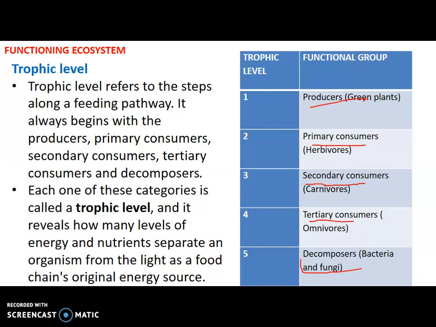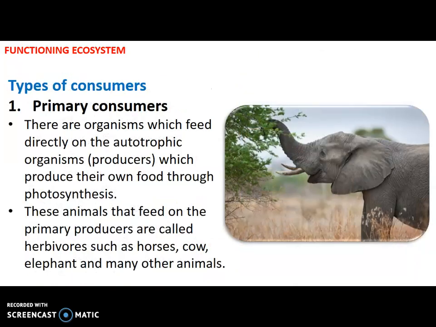Now, having known the concept of trophic level, let's look at types of consumers. We have primary consumers. These are organisms that feed directly on plants. They feed directly on the producers or the autotrophic organisms.